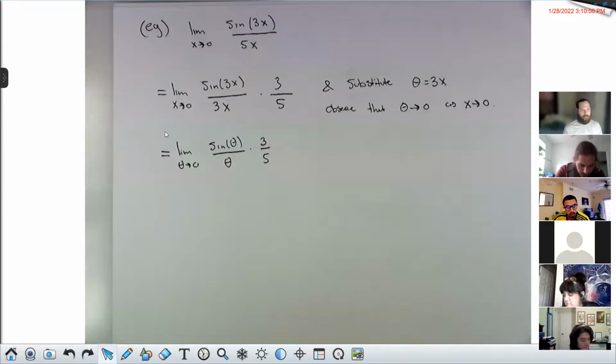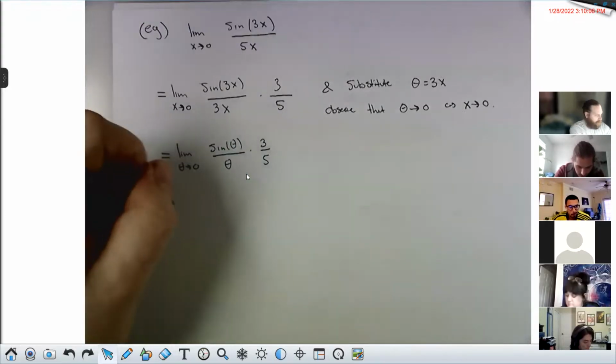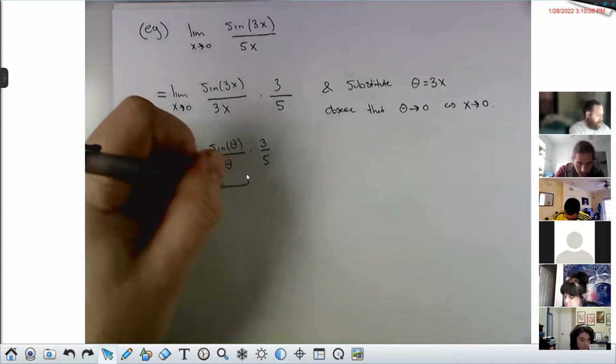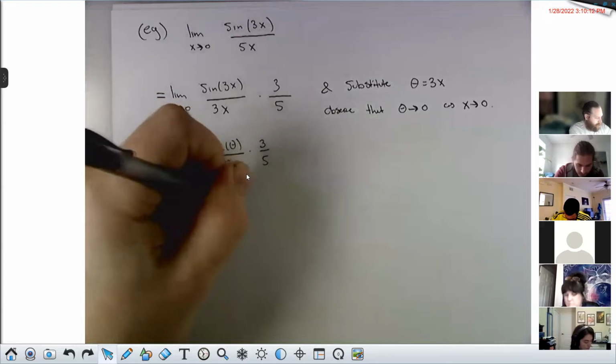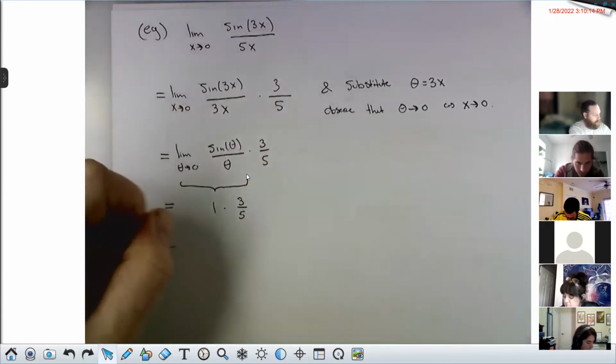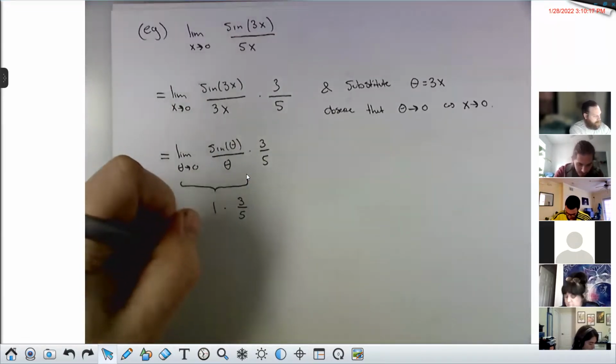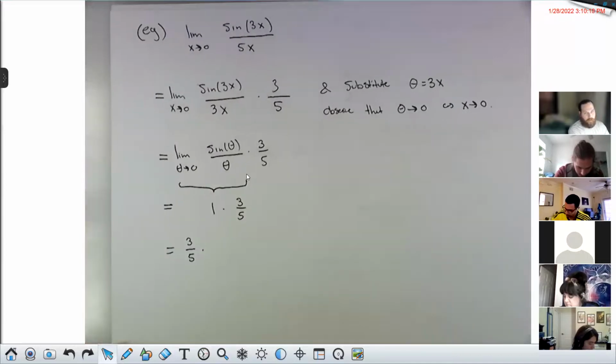And this limit is the one we did all that work for. This limit is 1. So you get 1 times 3/5, and on a good day, that is just 3/5. And if you feel like you see a pattern or a relationship between this thing and the answer, you're 100% right.